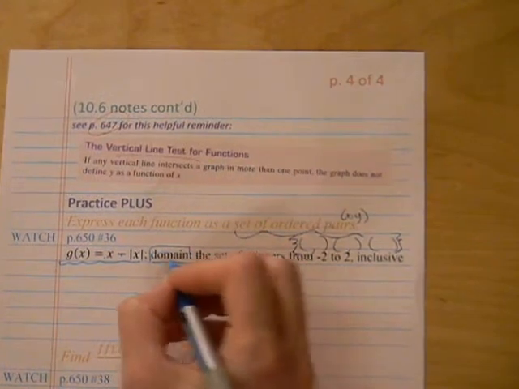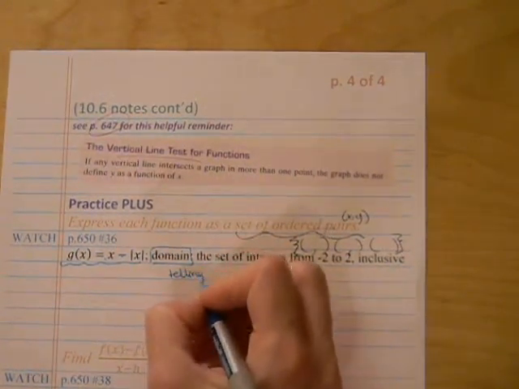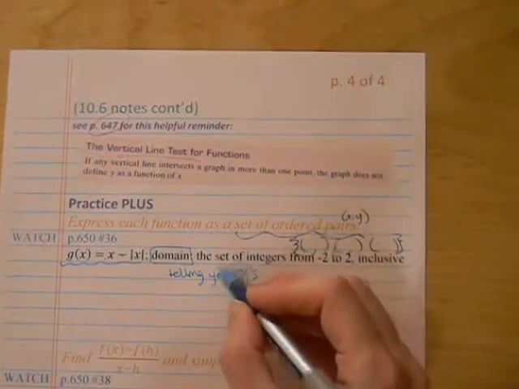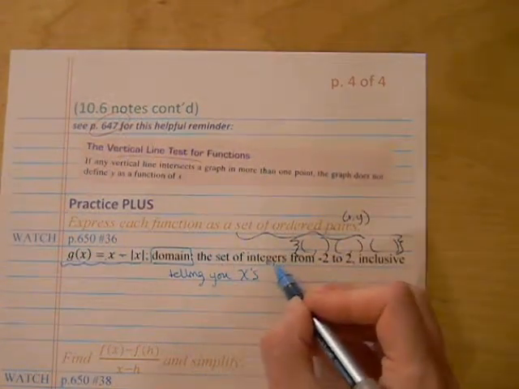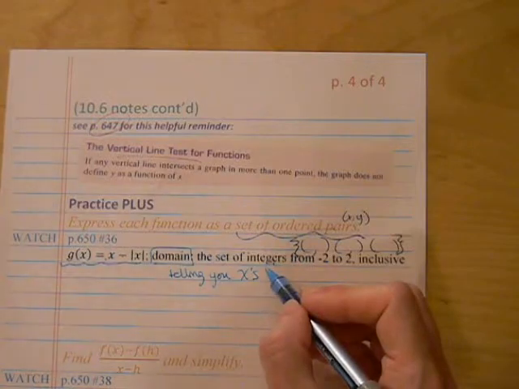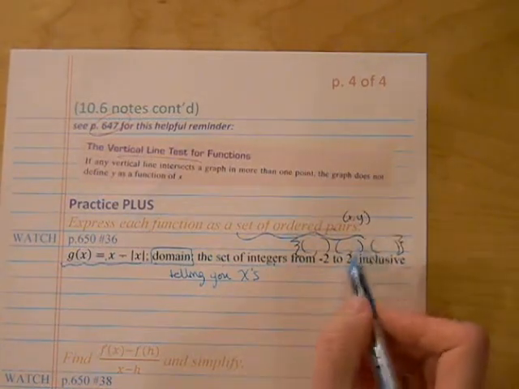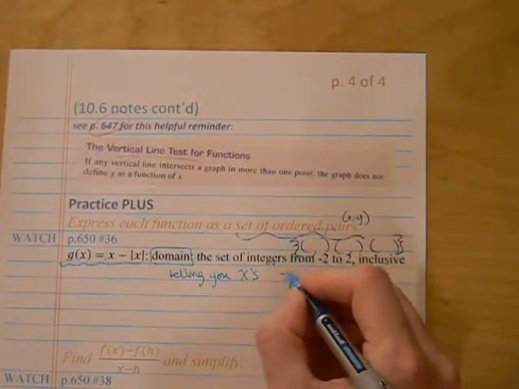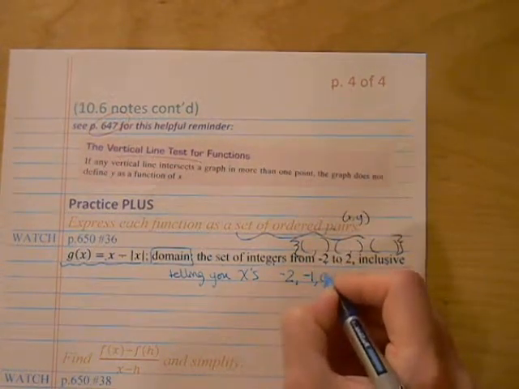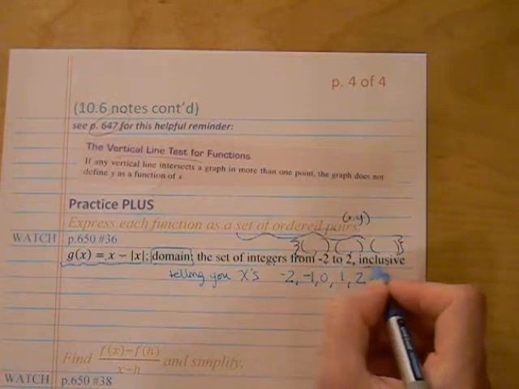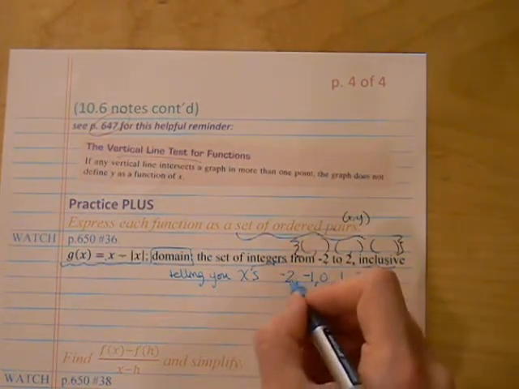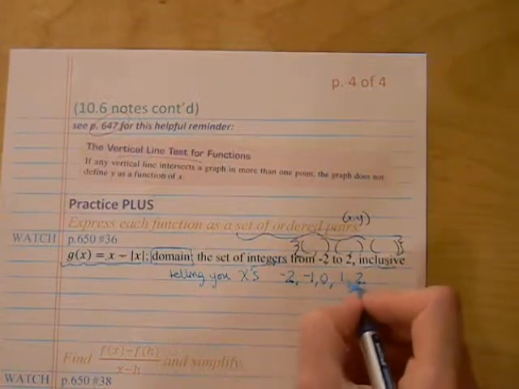Then they list what the domain is. In other words, they're telling you what your x values are. So it's the set of integers. Integers are the numbers that would be on a number line. And so it's from -2 to 2 inclusive. So it's the numbers -2, -1, 0, 1, and 2. It includes 2 and -2, and all the integers between.